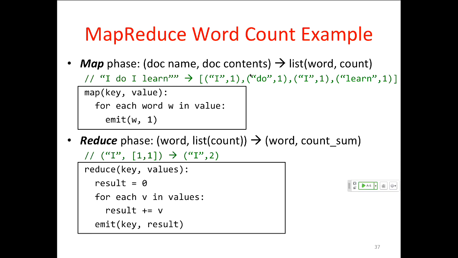However, in the reduce phase, we actually calculate the word count. For each word, we get the count values generated by the map phase. We have a temporary variable to get the count, and then we eventually get the counts for each word in the document. Okay, any question about this?